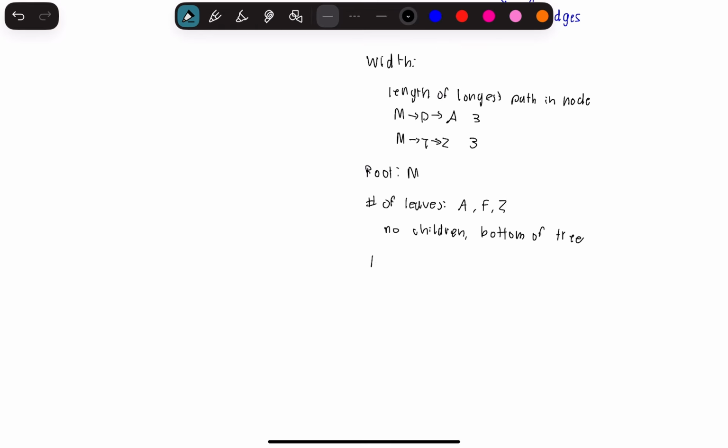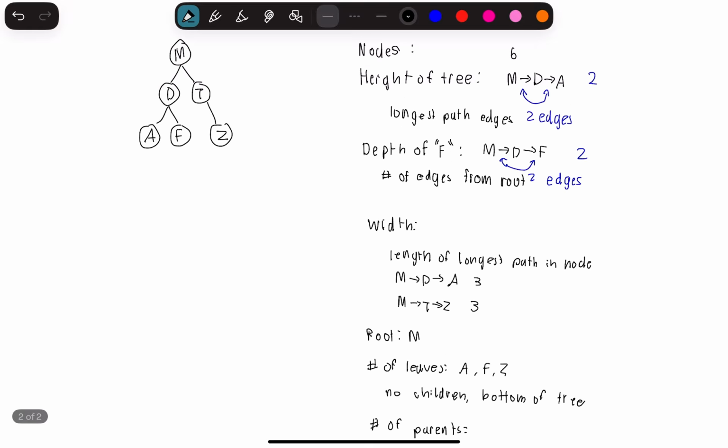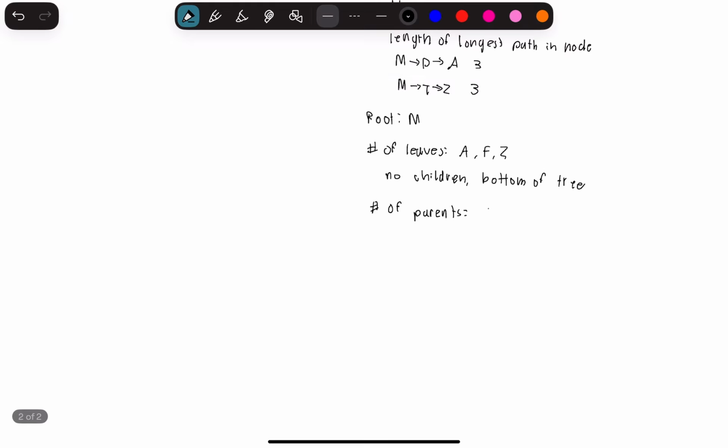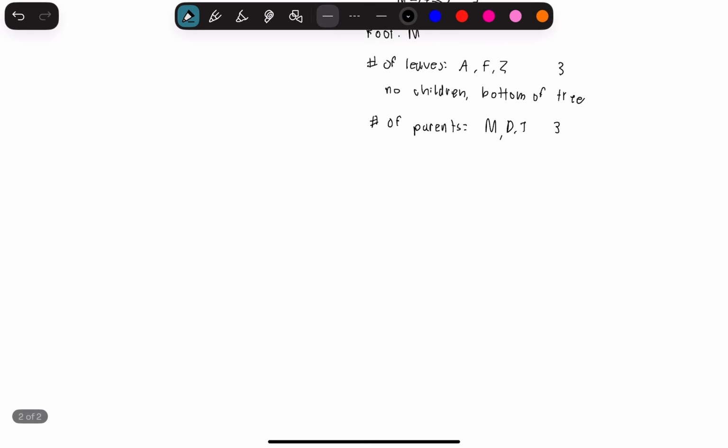Now we can find the number of parents. The number of parents is going to be M, D, and T included in parents. That's going to be 3. Now to be a parent, you have to have children.